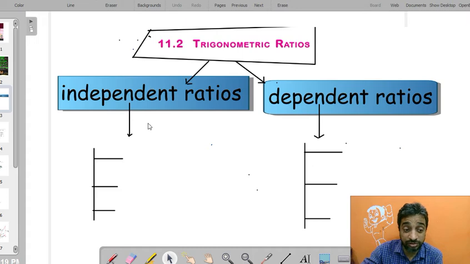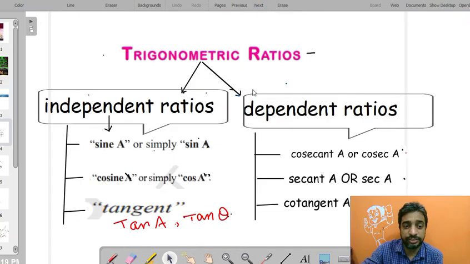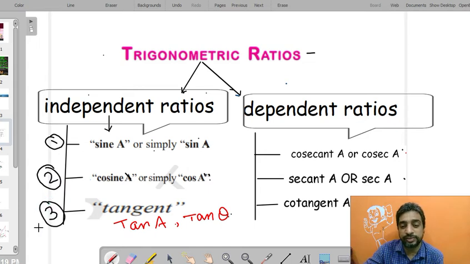The trigonometric ratios are of two types: independent ratios and dependent ratios. There are three independent ratios. The first one is the sine ratio, the second one is the cos ratio, the third one is the tan ratio. And the dependent ones are cosecant, secant and cotangent. Cosecant depends on sine, secant depends on cos, and cotangent depends on tan.